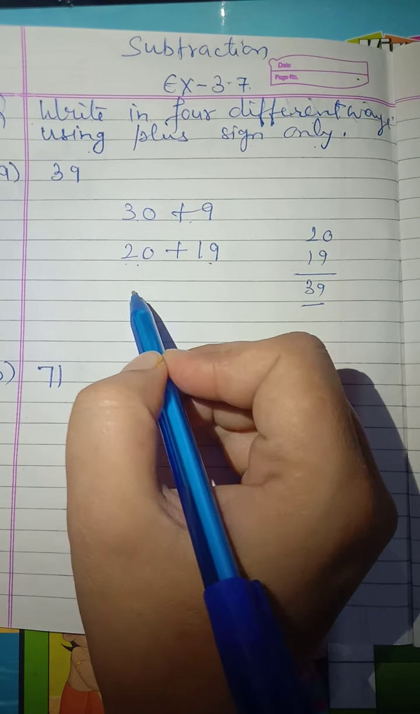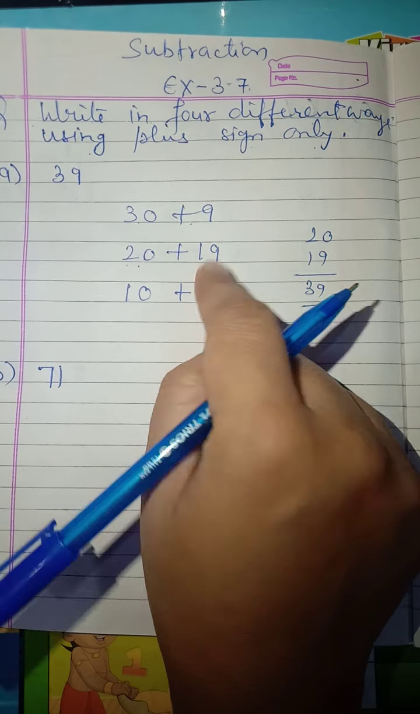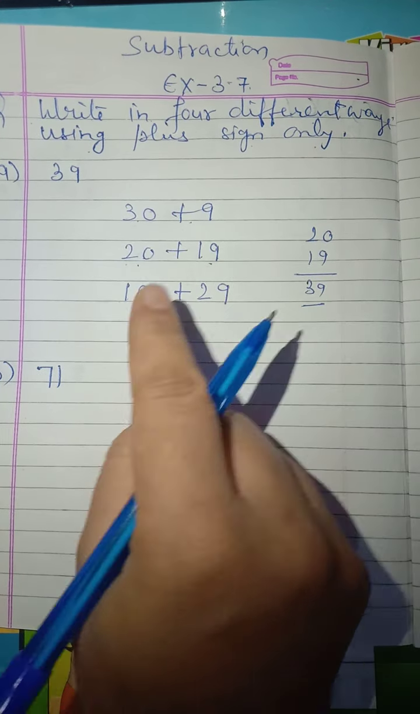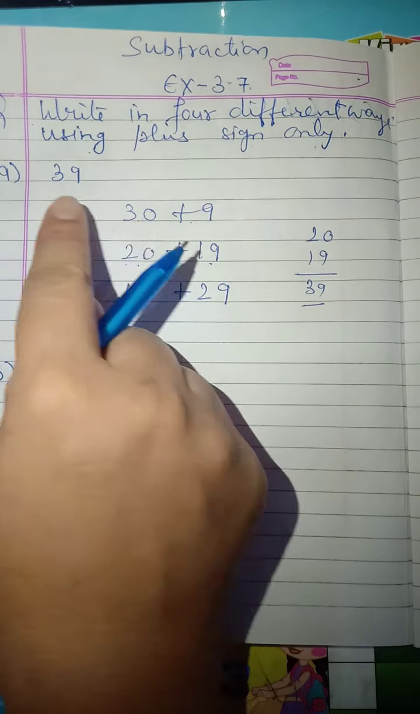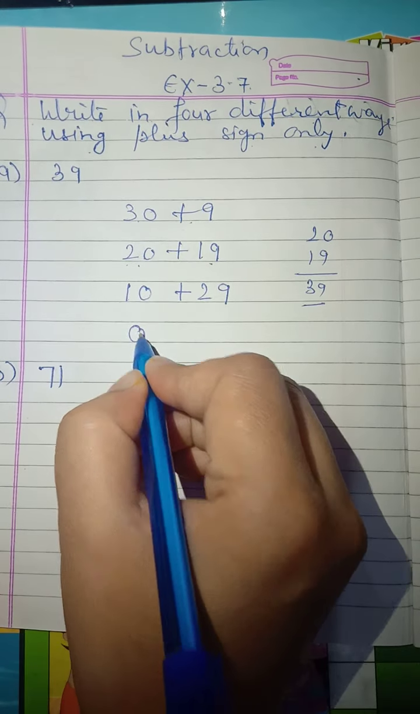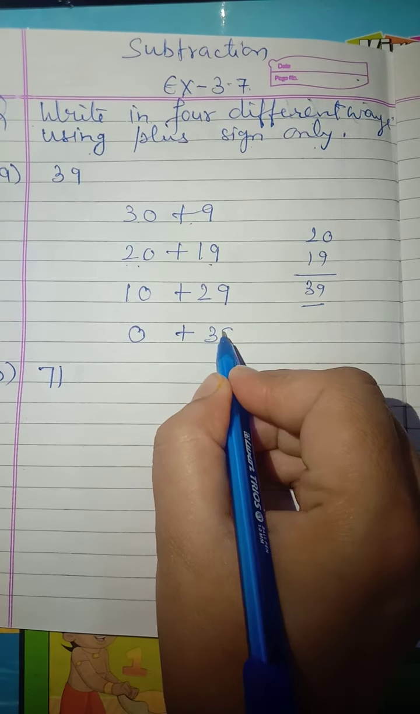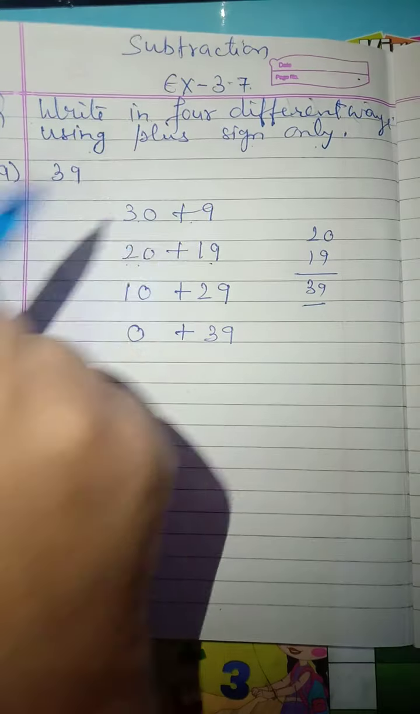Next, again I am going to subtract 10 from it, so 10, and I am going to add 10 to it. So it will become 29, and 10 plus 29 is 39. Again I am going to subtract 10 from it, so it will become 0, and when I add 10 to it, it will become 39, and 0 plus 39 is also 39.